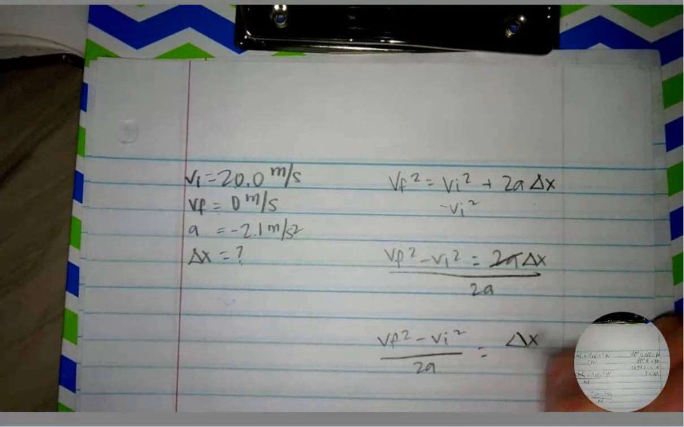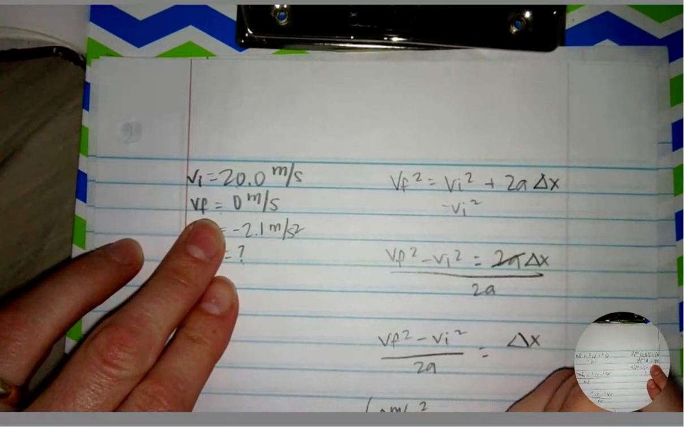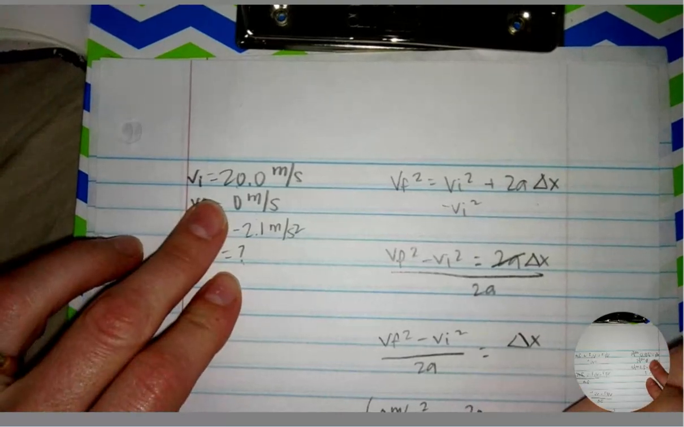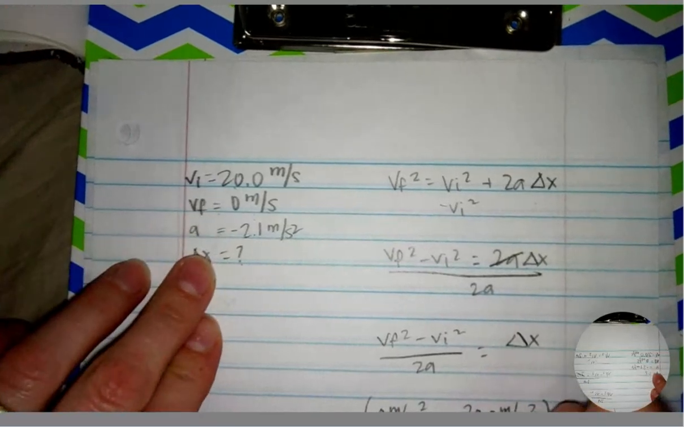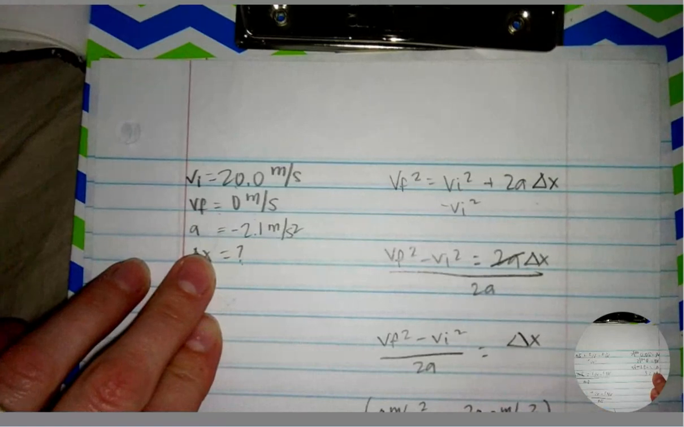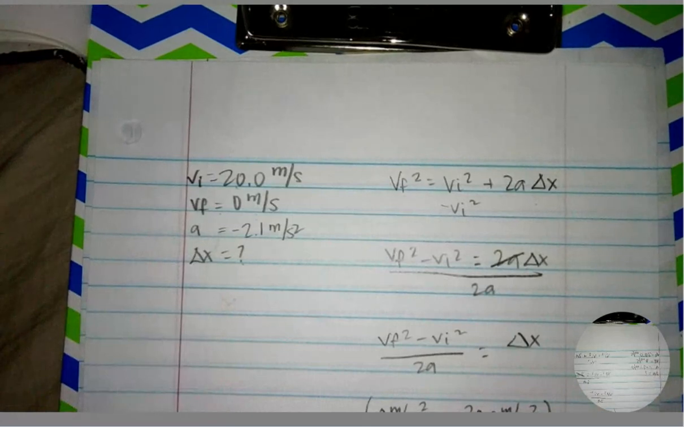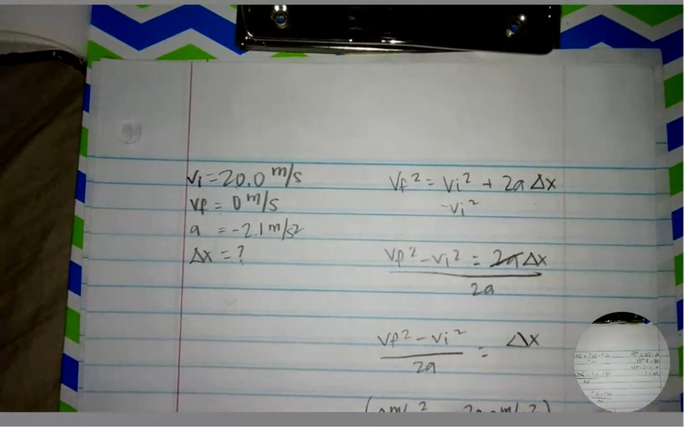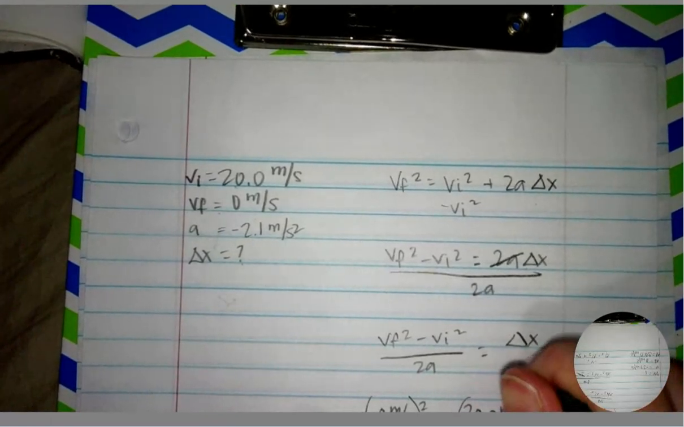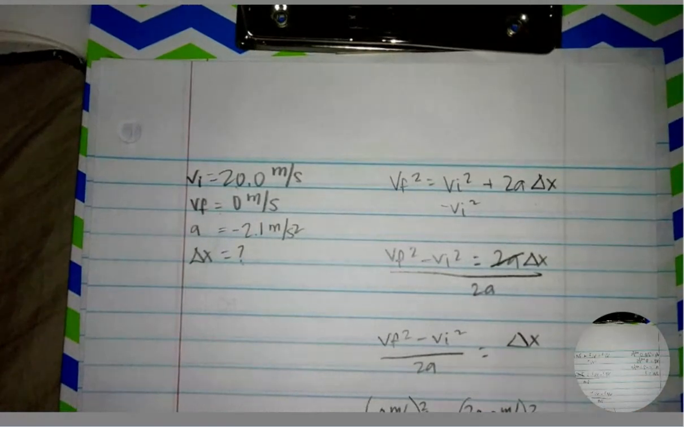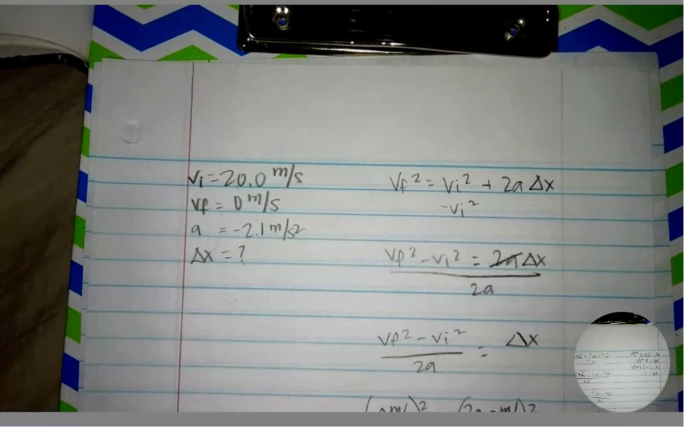We can simply plug in our values now. So V final, 0 meters per second. We have to square it. Minus V initial, divided by 2 times negative 2.1 meters per second squared. Equal to delta x. Let's look at our units. See this square here? You might want to put these parentheses here to know that it's not just your second squared. It's not an acceleration unit. You've got to distribute that square to both of these. So let's do the math, then we'll go back and do the units.